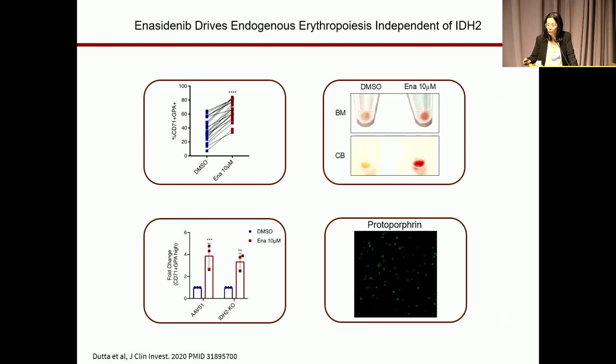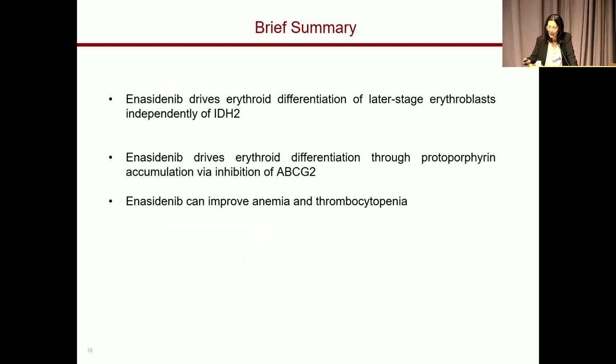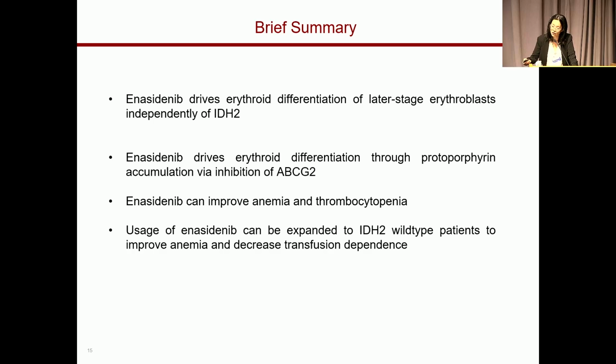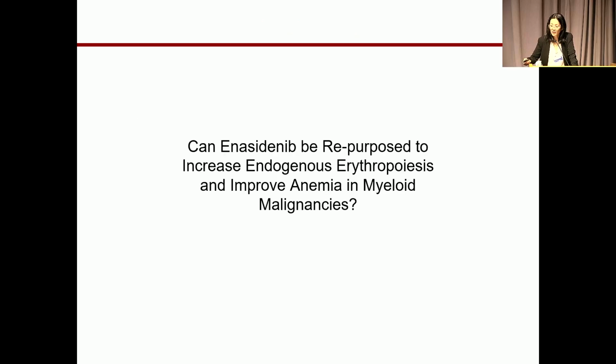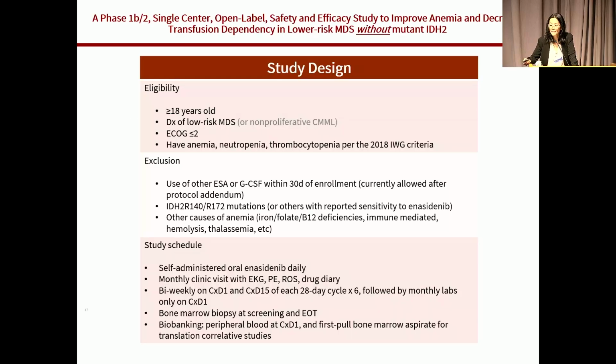So in conclusion, we show that inatinib can drive endogenous erythropoiesis in a wild-type IDH2 independent pathway. And combined with the clinical trial observation that it improved erythropoiesis and platelet generation in the AML trial, we wondered whether inatinib can actually be helpful in other types of patients who do not have the IDH2 mutation. And that was the basis of this phase 1b/2 clinical trial that's been ongoing for the last about a year and a half, 18 months or so.